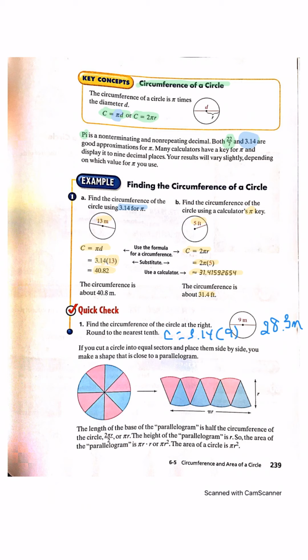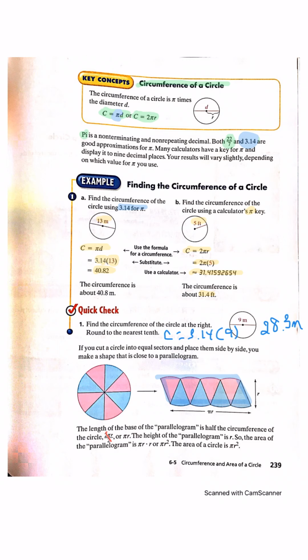Okay, so if you cut a circle into equal sectors and place them side by side, you make a shape that is close to a parallelogram. The length of the base of the parallelogram is half the circumference of the circle. So 2 times pi r, divided by 2. The 2's will cross out, so it just gives you pi r.